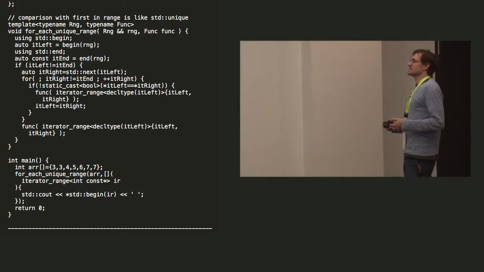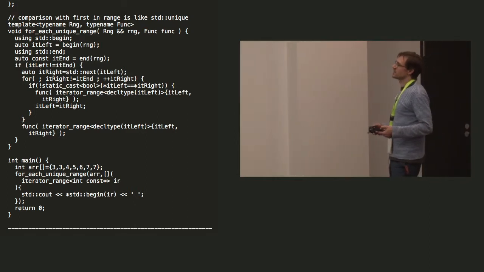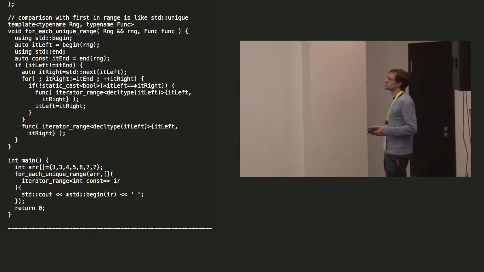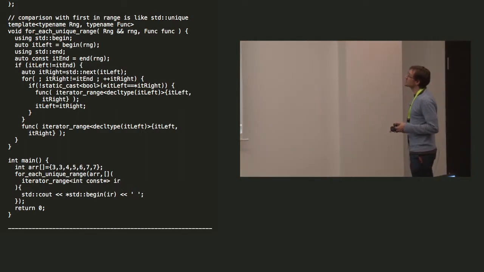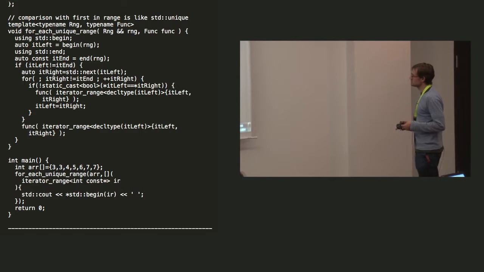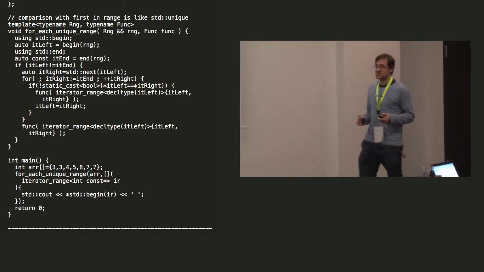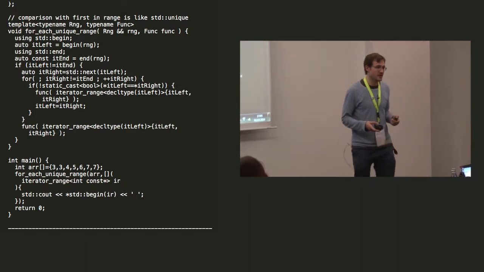What are other things that you have to watch out for in your for each unique range? As I already said, you should take this thing by range ref because you want to pass to your functor, which you take by value, you want to pass as strong iterators as possible to that functor.